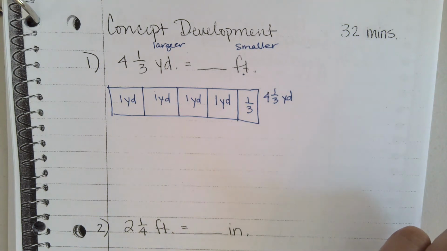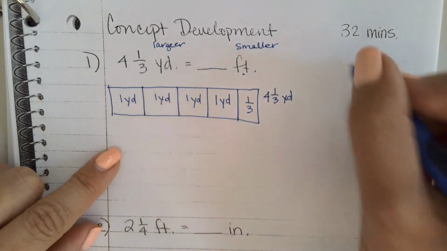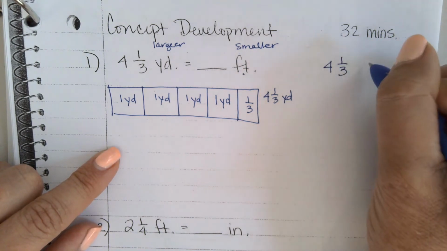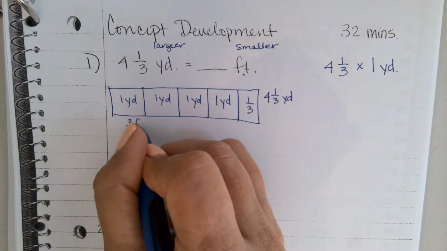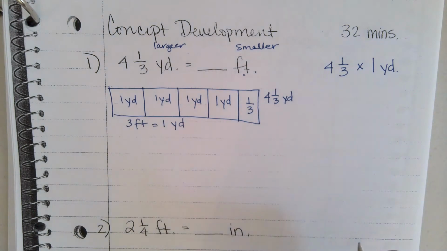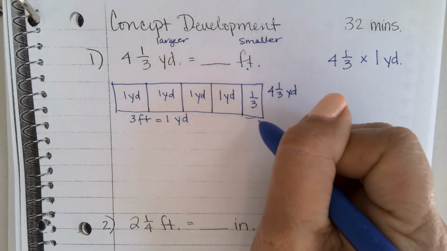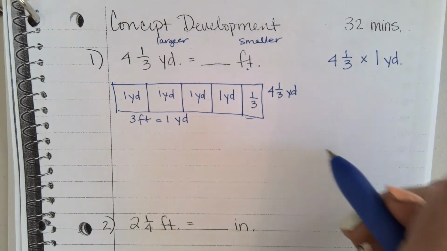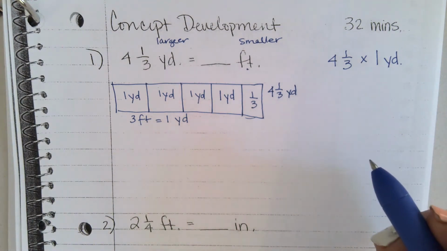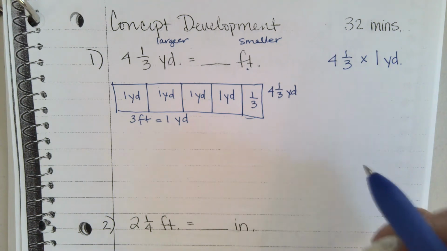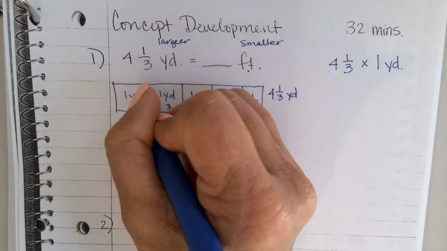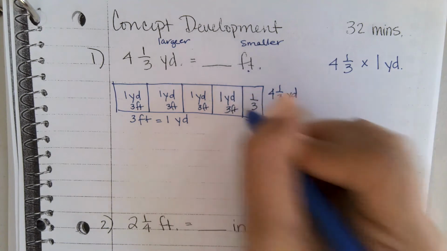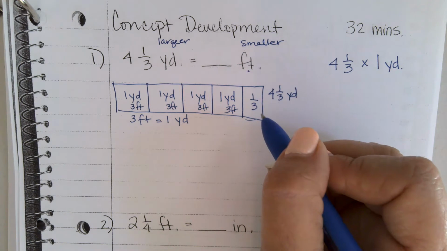So 4 1/3 yards is the same as 4 1/3 times 1 yard, right? How many feet are in a yard? Well, there are 3 feet in 1 yard. So you could simply throw those 3 feet in there and then take 1/3 of a yard, or 1/3 of a foot. Let's show 1 yard equals 3 feet. This is 3 feet. This is 3 feet. This is 3 feet. This is 3 feet. That's 1/3 of a foot, right? All right, so let's write a new expression right here.